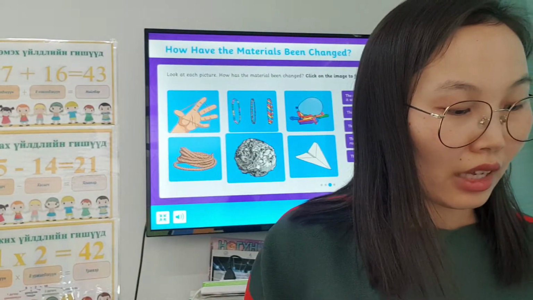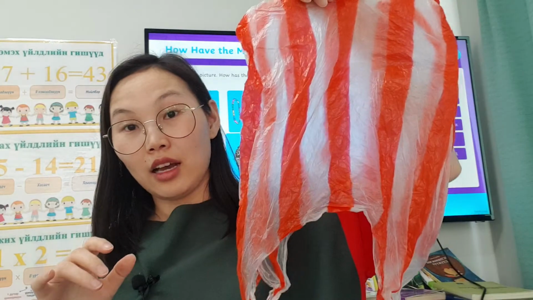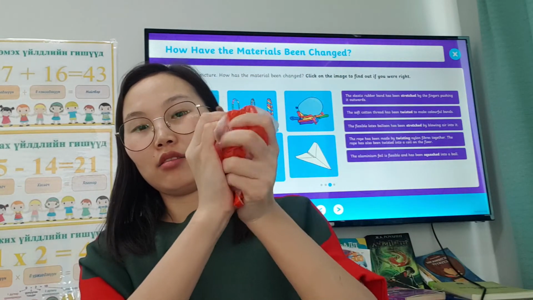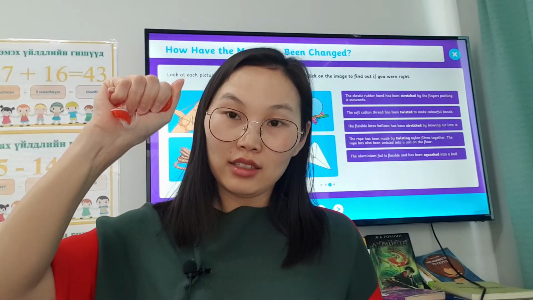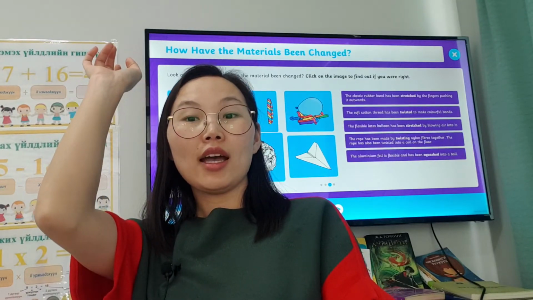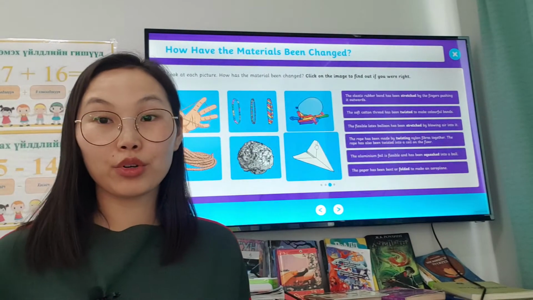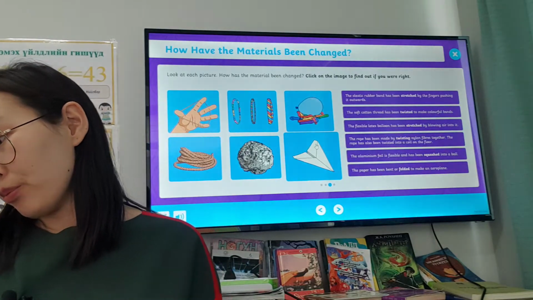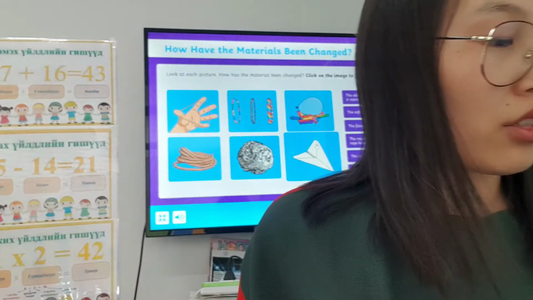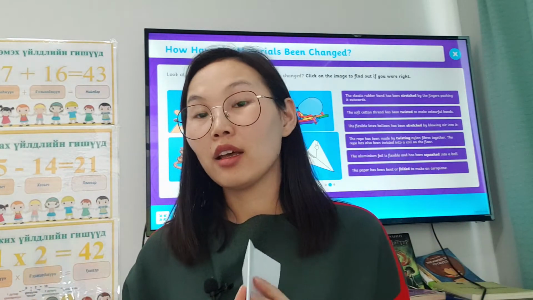So for example, I have a plastic bag here. How can I change the shape of this plastic bag? By squashing. Let's find out. Whoa. I can squash the bag and make a small ball to throw. Yes, goal. All right. And next and last one is a paper plane. It has been bent and folded to make a plane, right? So I have a paper in my hand. You can fold it to make a paper plane.